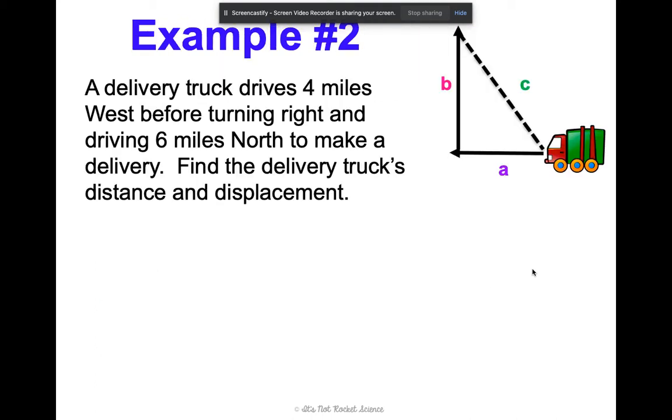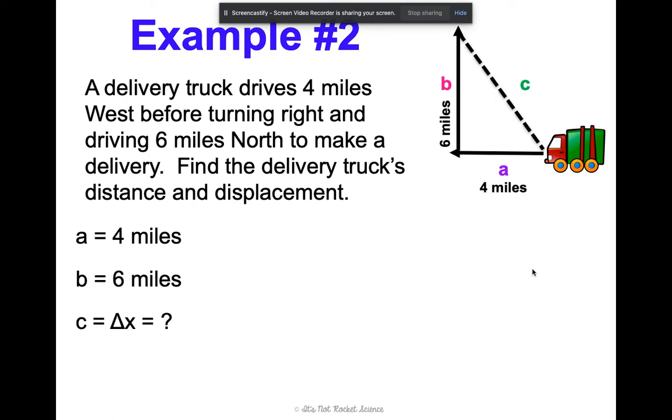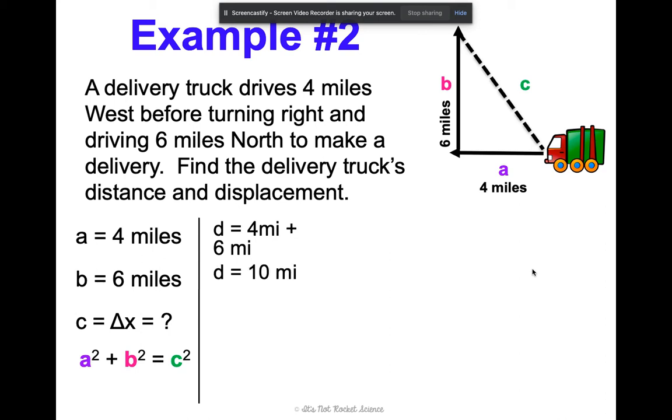So for this example, a delivery truck drives 4 miles west before turning right and driving 6 miles north to make a delivery. You're going to find the delivery truck's distance and displacement. So we're going to go ahead and write down everything we've got. A is 4 miles, B is 6 miles, C is our delta x, so we're looking for a squared plus b squared equals c squared. So d is 4 plus 6. That gives us 10 miles for our distance.